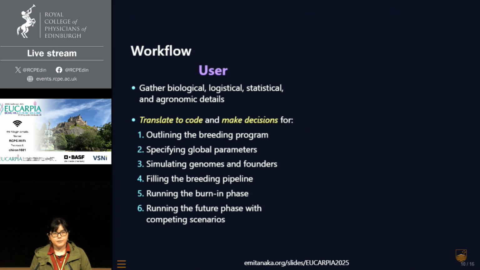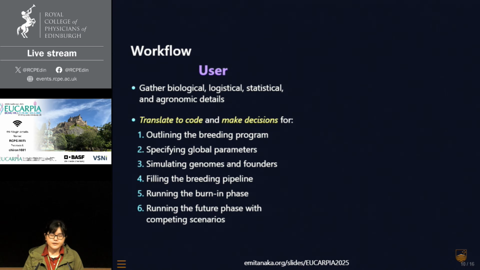Then in the next step, you have to translate it into code, and then there are decisions that you have to make. In particular, you need to think about the global parameters that you're going to define. So these include, for example, how many chromosomes there are for the particular species that you're looking at, the number of QTLs, and some of the effect sizes and variances corresponding to that as well.